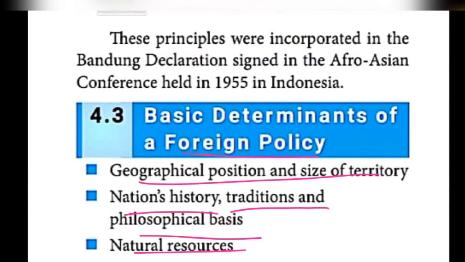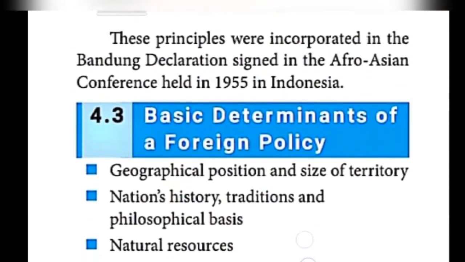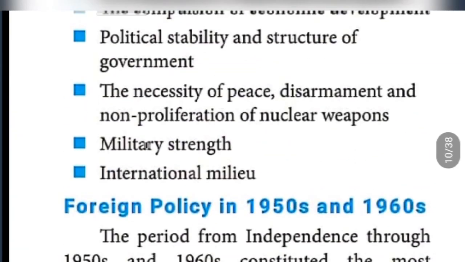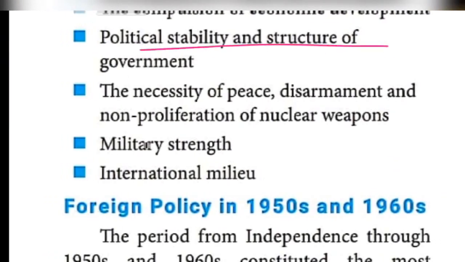The last one, the compulsion of economic development. What is the meaning of compulsion? Importance. The importance of economic development. So these are the factors responsible for a foreign policy, otherwise the factors that determine the foreign policy. That's a thing, children. The next, in your book, you can check it: political stability as well as the structure of the government. This also determines the foreign policy of a country.